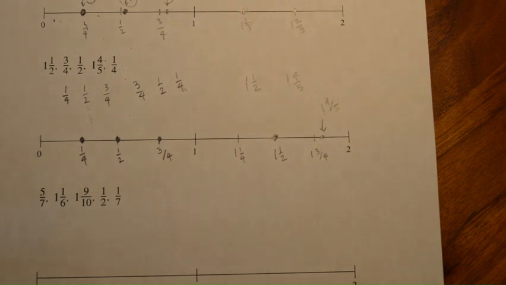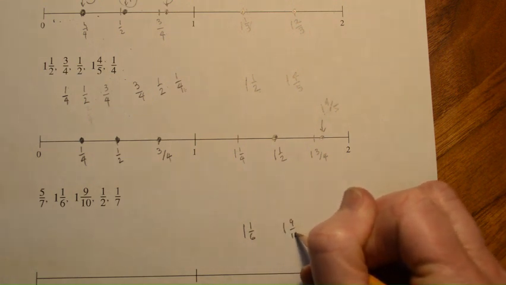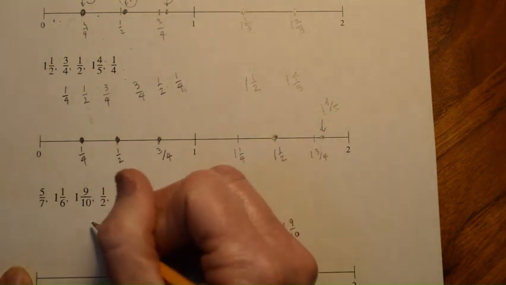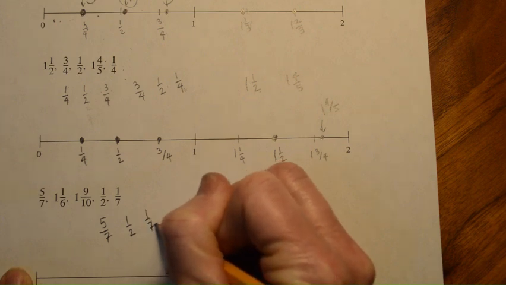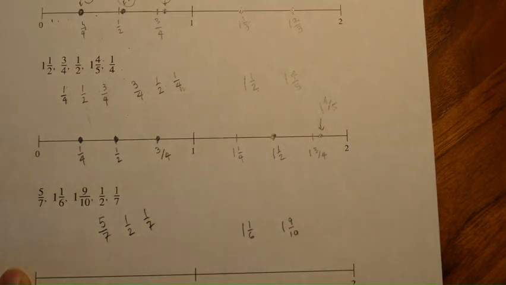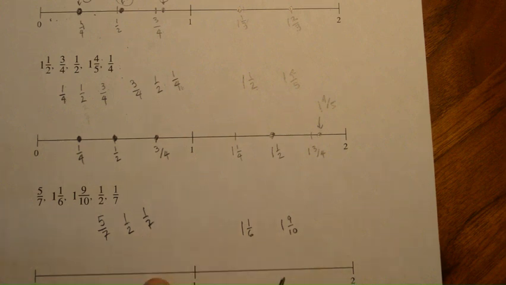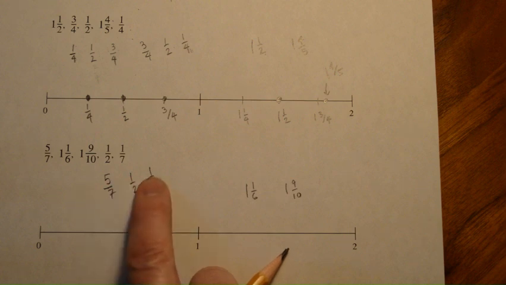Okay, so then let's group the ones that are bigger than 1 in here. So we've got 1 1/6 and 1 9/10. And then on the side that's smaller than 1, we've got 5/7, 1/2, and 1/7. All right, so let's arrange these in order. So hopefully you would say, well, obviously 5/7 is bigger than 1/7 because I have the same size pieces, but here I have 5 of them and here I only have 1.